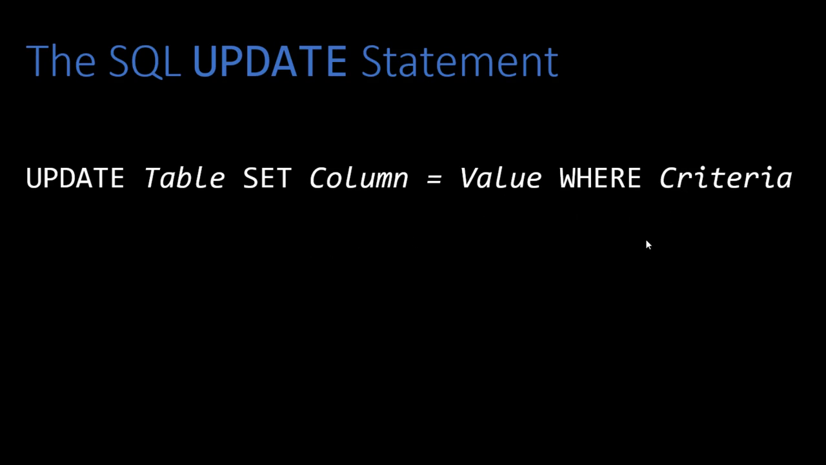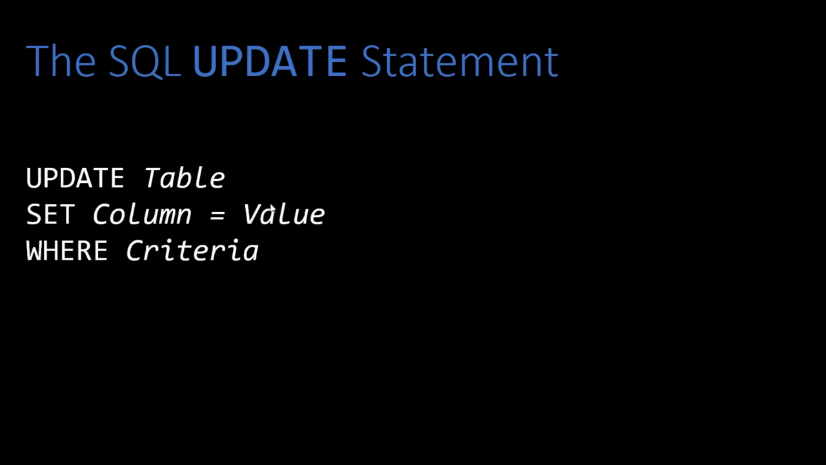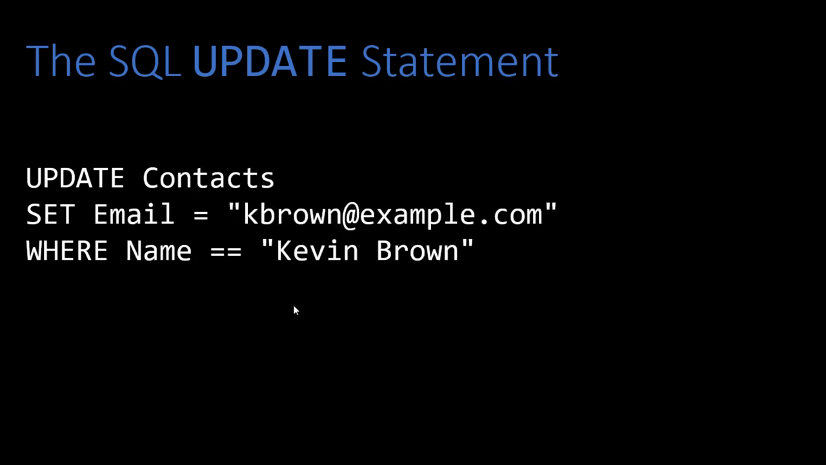Because there can be a lot going on in an update statement, we usually see it written more like this on separate lines of code where the statement is simply easier to read when it's written this way. Here we have the update clause, update the specified table, and then here we have the set clause, set this column to this value, and then here we have our where clause. Let's look at an example.